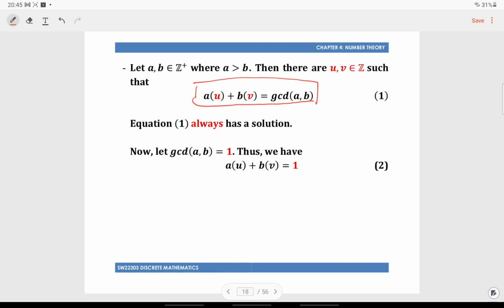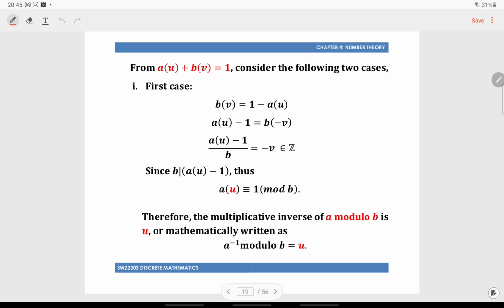Now, we consider when the GCD equals 1. So equation 1 becomes equation number 2: a times u plus b times v equals 1, because the GCD of a and b equals 1. From the equation au plus bv equals 1, we consider the following two cases. In the first case, we take au to the other side, so we have bv equal to 1 minus au.